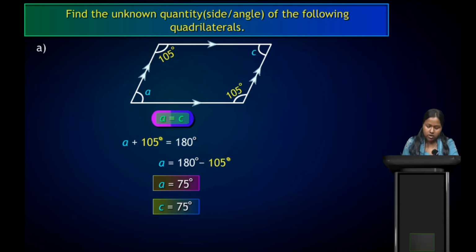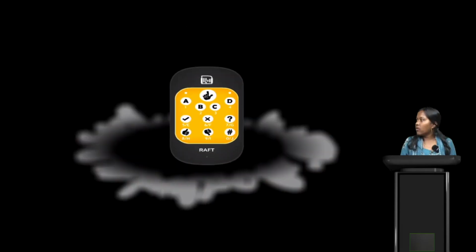Opposite angles are equal in a parallelogram, we know. So that means angle C is also 75. See how easily and quickly we calculated all the angle values, right? Okay. So here are all the 4 angle values.